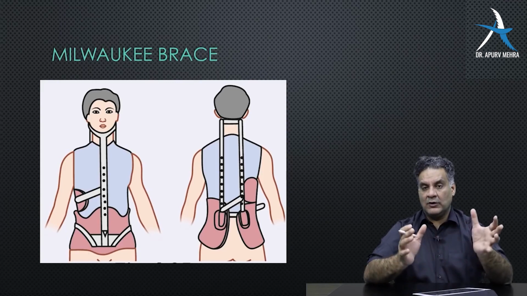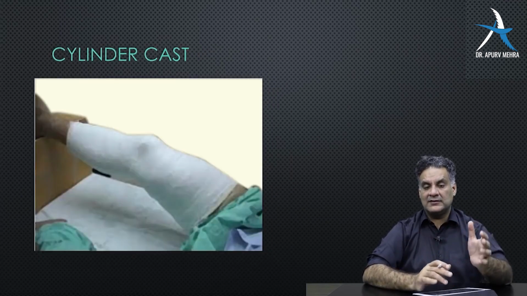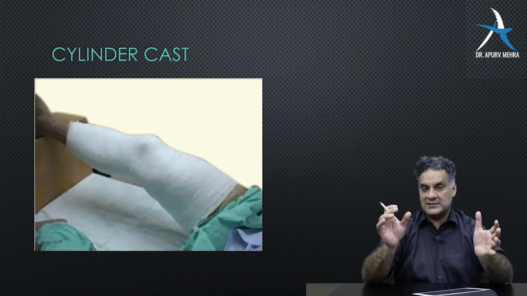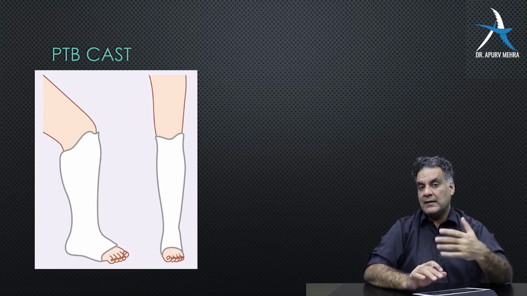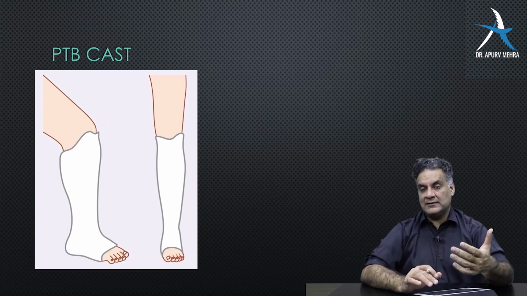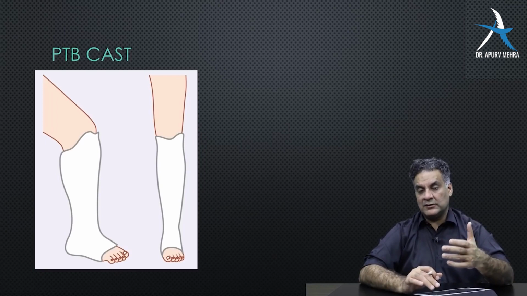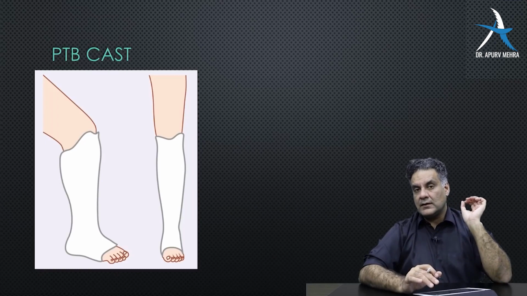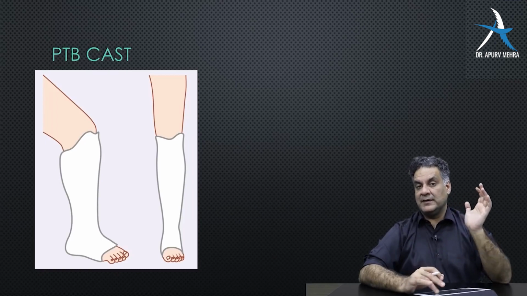Milwaukee brace is involving the trunk for scoliosis. Cylinder cast is for the fractures of the patella. PTB, patellar tendon bearing cast, is for the fractures involving the tibia. And you allow weight bearing in this cast when there is a formation of the soft callus, that is, it is a little deformable but not displaceable.